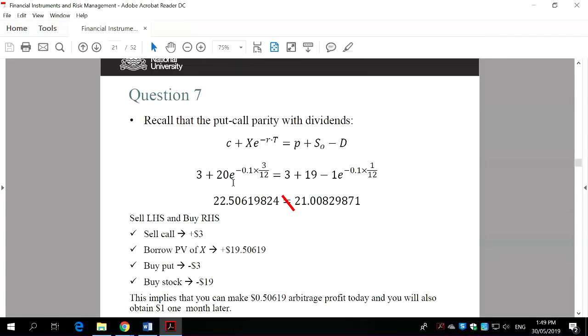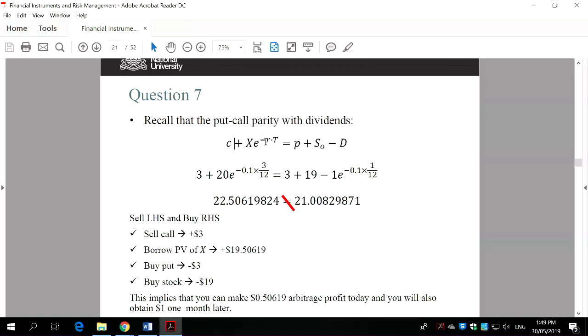So basically, we're going to sell the entire left-hand side because the entire left-hand side is higher than the right-hand side. So what we do is we're going to short the entire left-hand side, and we're going to take a long position in the right-hand side. Okay? So what do I mean by that? Short the left-hand side simply means you're going to short a call option. Okay, so you sell a call, you receive $3 today.